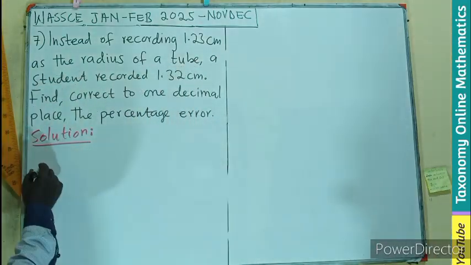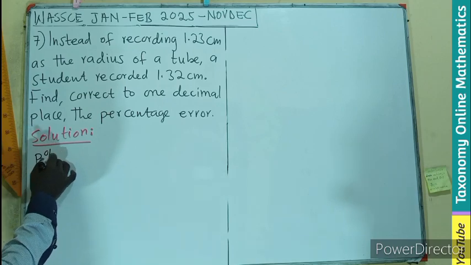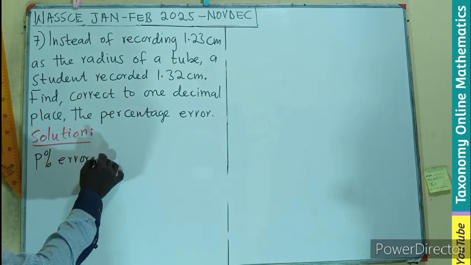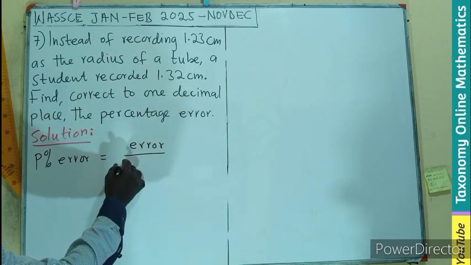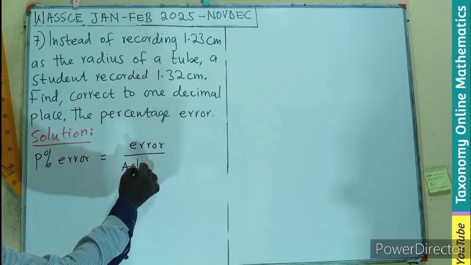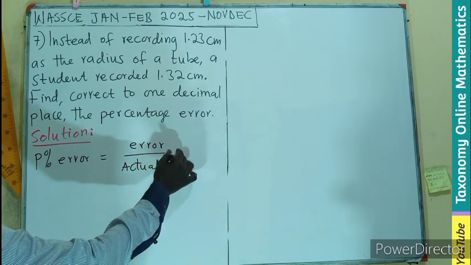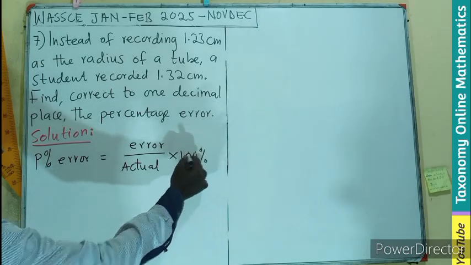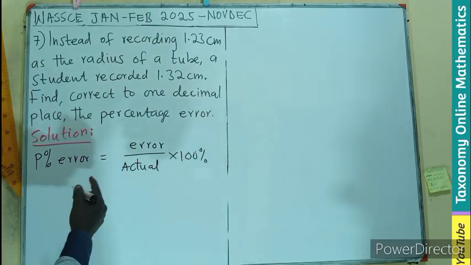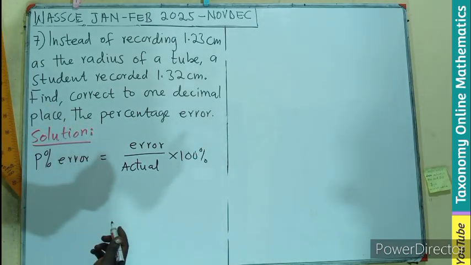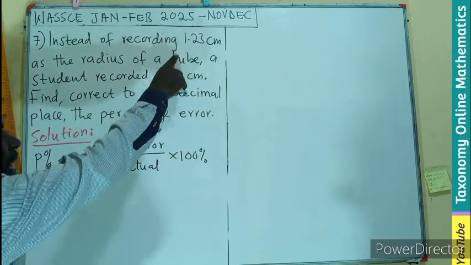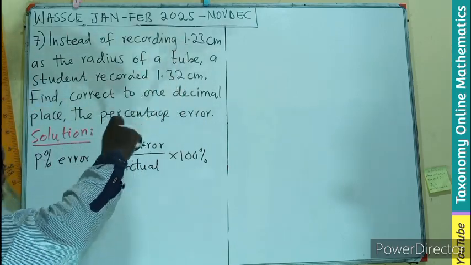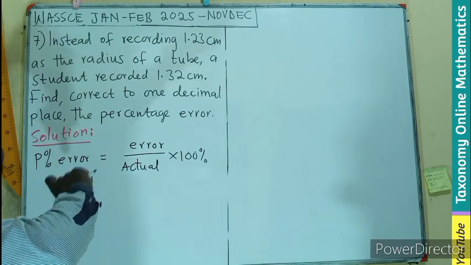Remember, percentage error equals the error that occurred over the actual measurement, multiplied by 100%. So how do we get the value of the error? The error is that this is what is supposed to be written and they have measured it. So how many centimeters have they added?